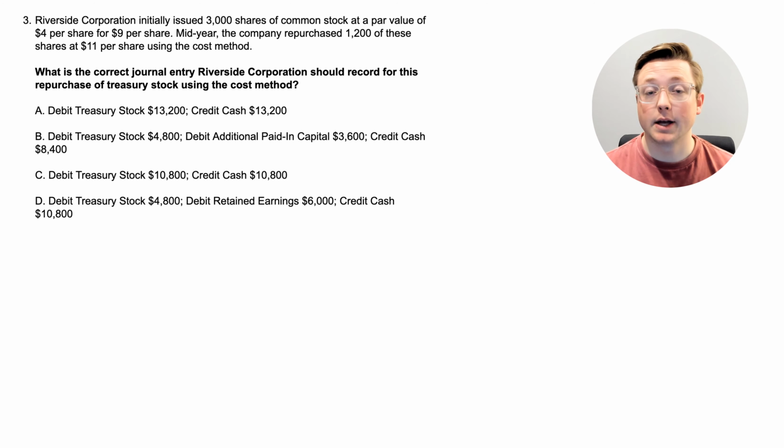So with that information, again, we have to figure out what the correct journal entry is for this repurchase using the cost method. Now, the cost method, again, kind of pay attention to the name. I think you could probably figure this out just based on the par value method meaning what it meant and what the cost method probably means. So give this a try, pause the video, think through this, and when you're ready, come back. We will look at the answer together.